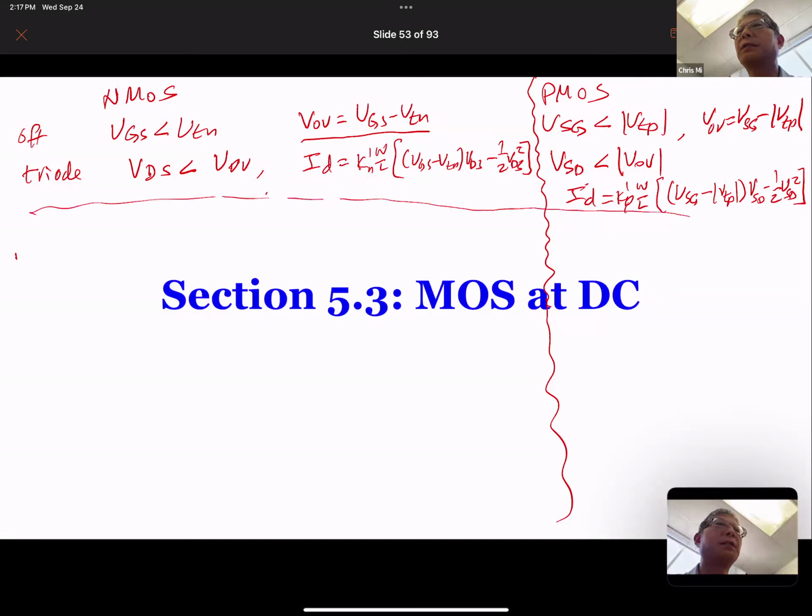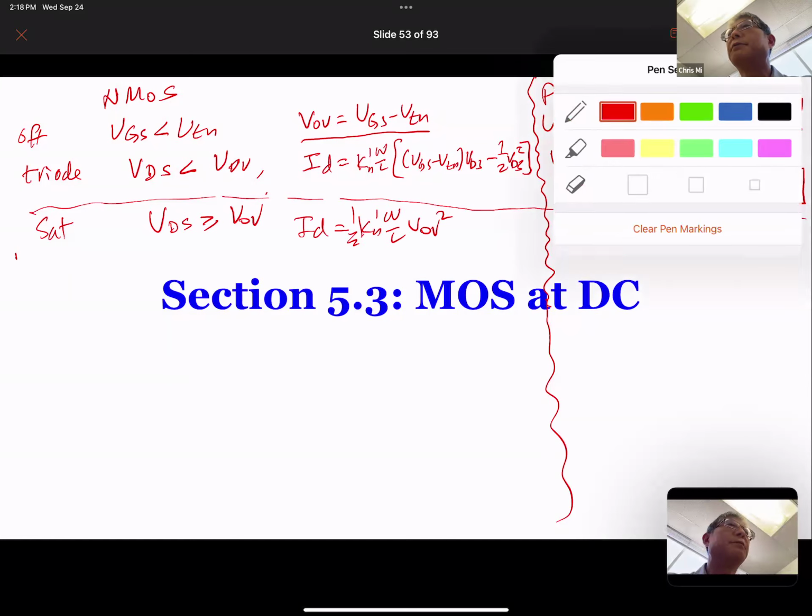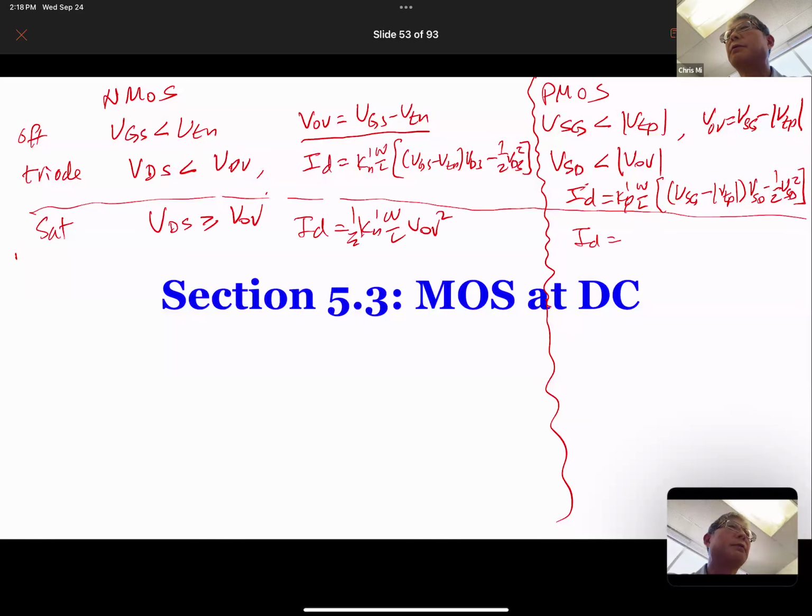Just want to mark this down. In the saturation region, you have VDS larger than VOV, and the current ID is equal to 1/2 Kn prime W over L VOV squared. And here you have ID equal to 1/2 Kp W over L VOV squared. Don't forget that 1/2.